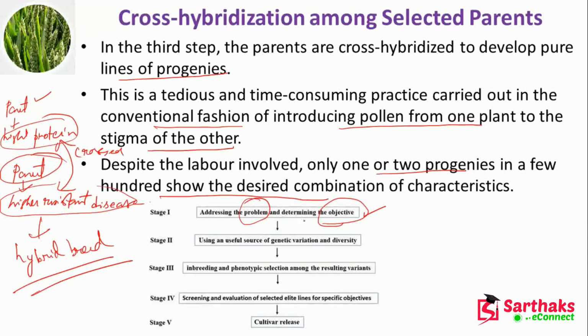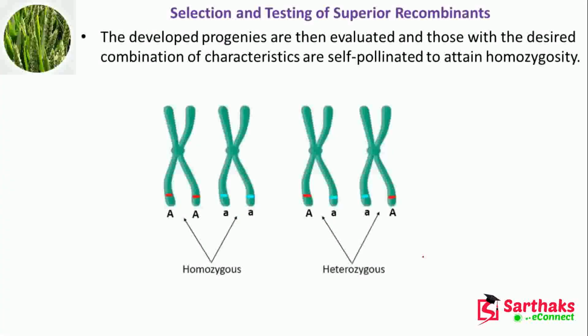Now using a useful source of genetic variation and diversity, we are selecting two plants. Then we are making one hybrid plant. So inbreeding we are doing, and phenotypic selection among the resulting variants, screening and evaluation of selected elite lines for a specific objective, then the cultivar release. Okay. So after getting these hybrid plants, that means within 200, one or two are successful, then we can now make identical plants of these. Okay. So this is the cross hybridization.